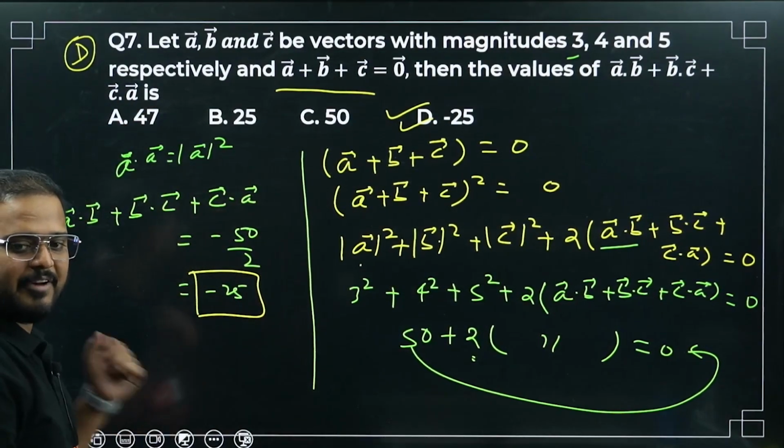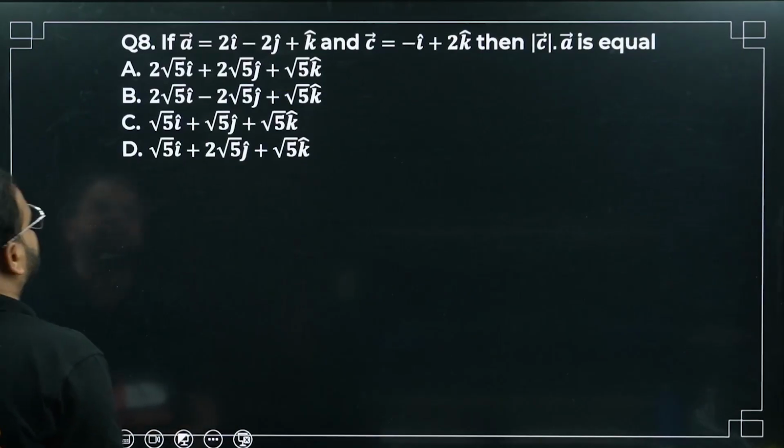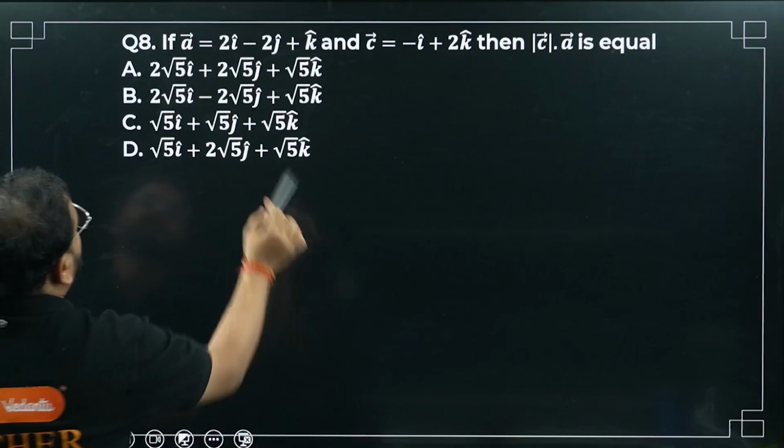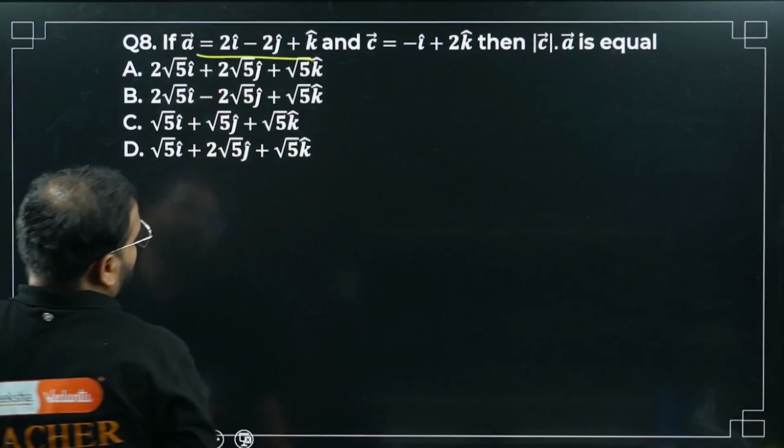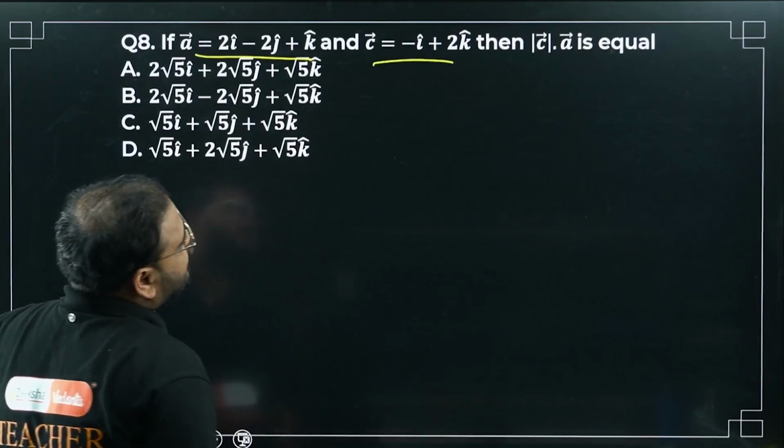Simple question. A very, very simple question. Okay. Chaliye. Question number 8. Vector A is given like this in rectangular components. Vector C is also given like this. They are asking to find the mod of vector C dot A.